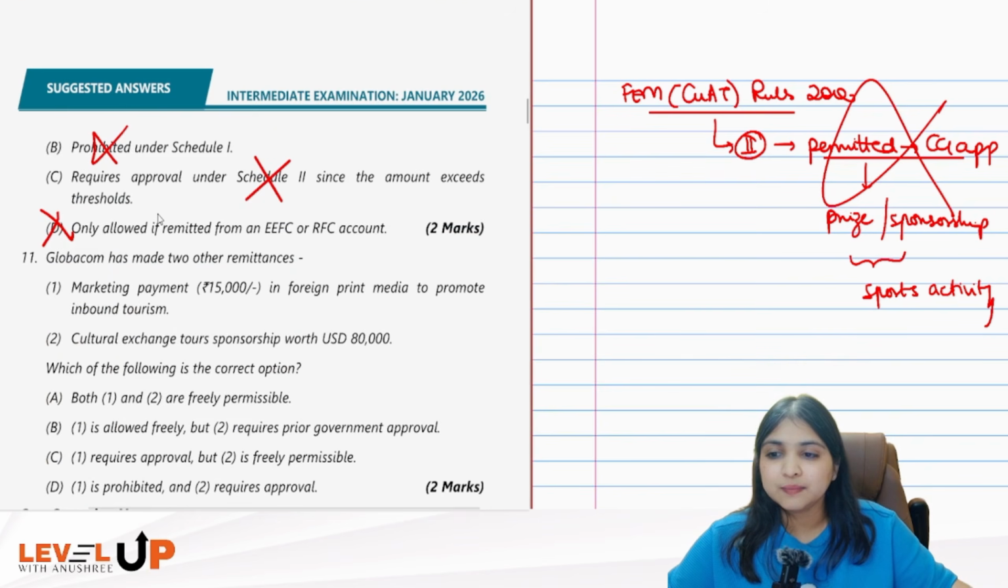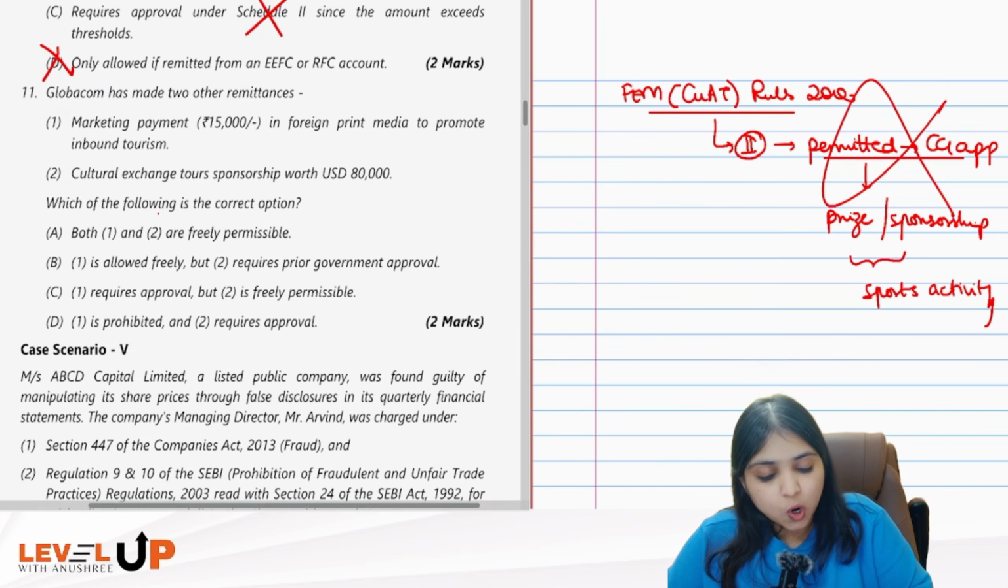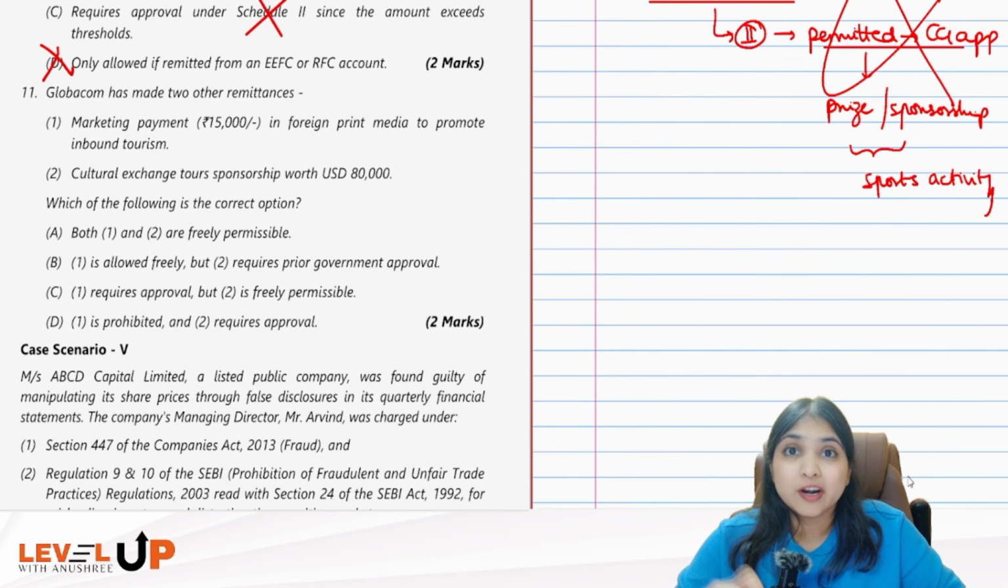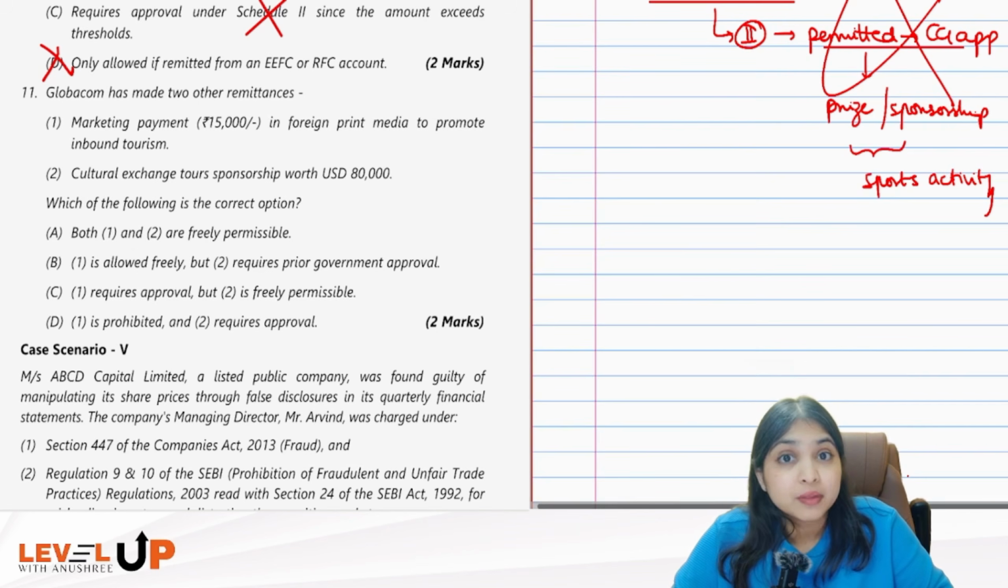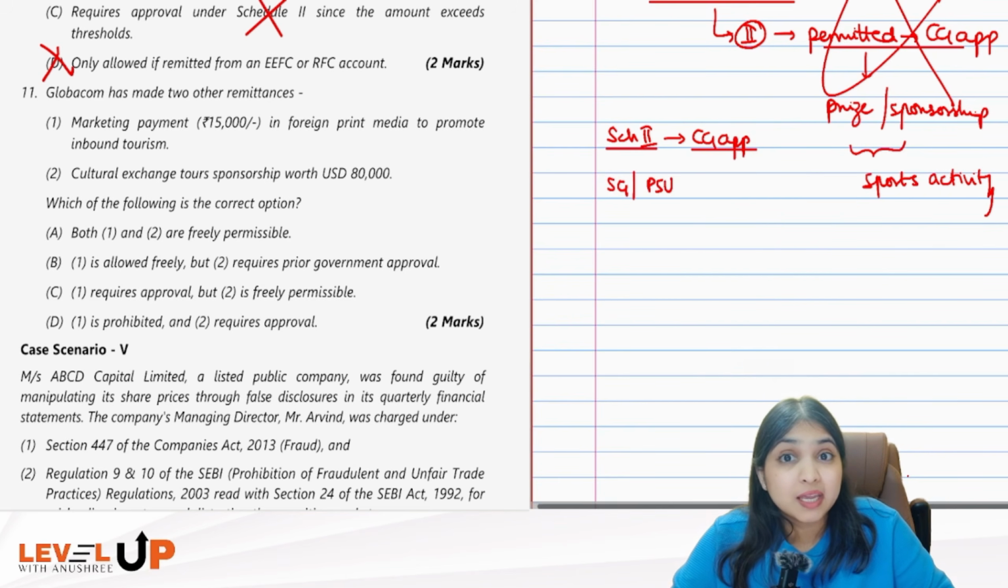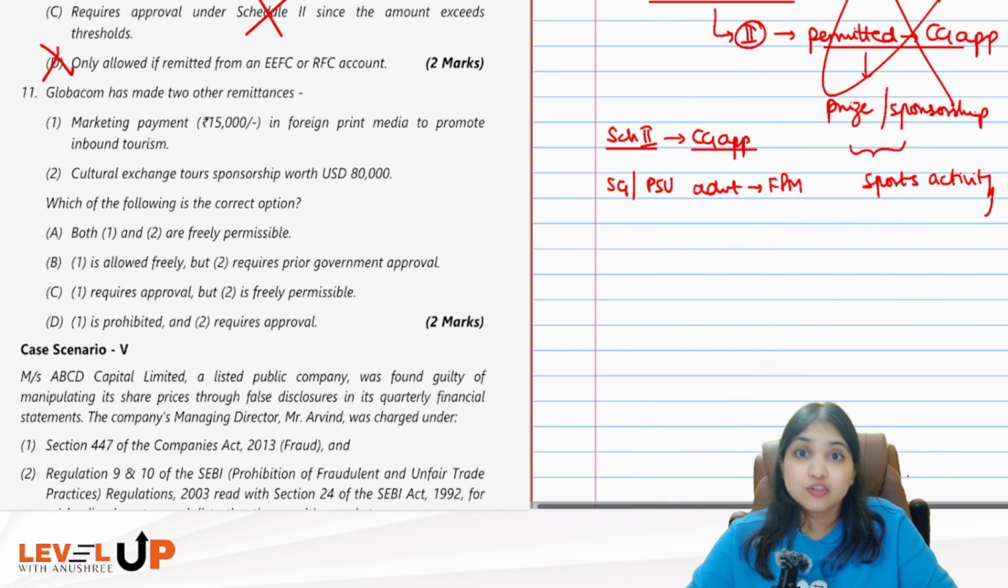Alright, then comes your question number 11. Globacom has made 2 other remittances. Marketing payment in foreign print media to promote inbound tourism. See, foreign print media, somewhere you have learnt in FEMA. If you recall, it's a current account transaction. It comes under Schedule 2 guys, the transactions which require central government approval. So there you have learned that if the entity is state government or state government's PSU, if they are making a remittance for advertisement in foreign print media, if it is more than $10,000, then they require central government approval.